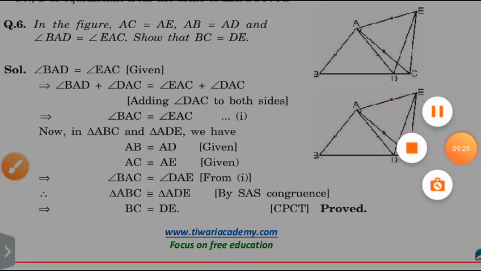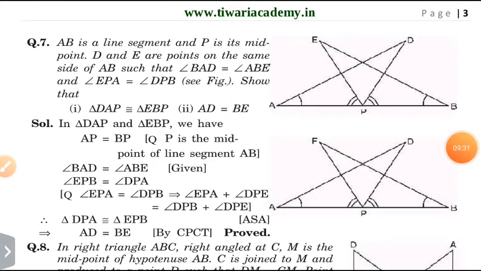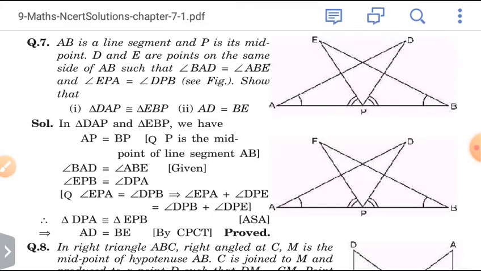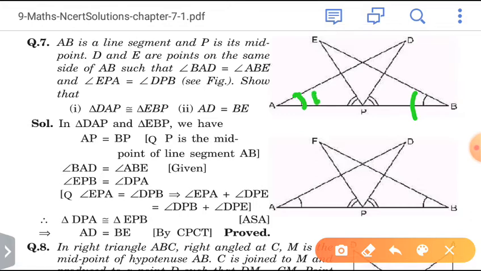Now move to the next question. See the question in this figure only, because we have less time also. You can see what things are given. We are given this BAD, this is BA and D. So angle BAD is equal to angle ABE. That means this angle, you can say angle 1 equals angle 2. We have been given these two angles equal.